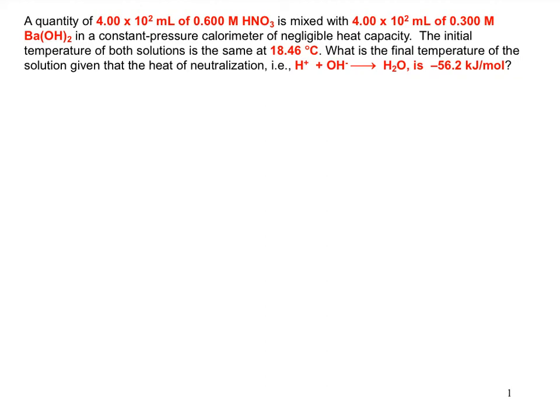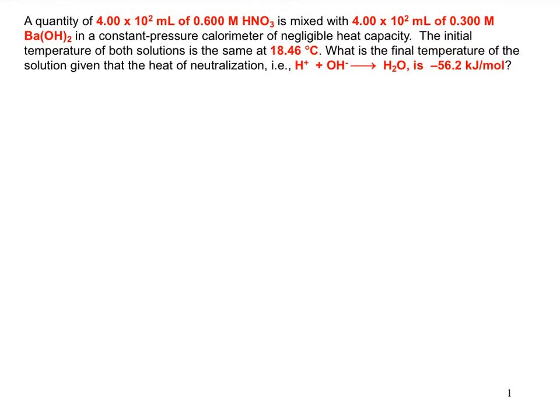In this problem, 400 milliliter of 0.600 molar nitric acid, a strong acid, is mixed with 400 milliliter of 0.300 molar barium hydroxide in a constant pressure calorimeter of negligible heat capacity. That means here we assume the calorimeter absorbs no heat.